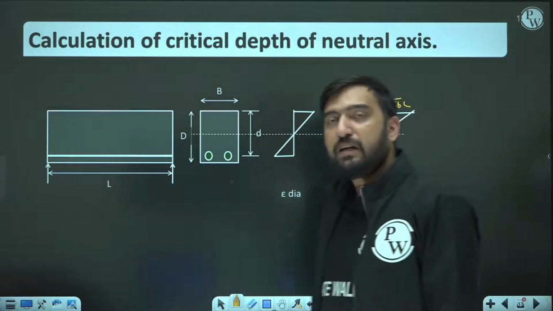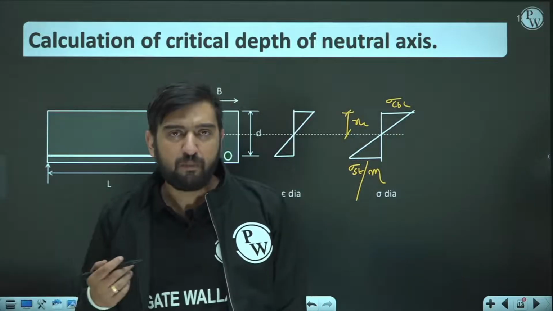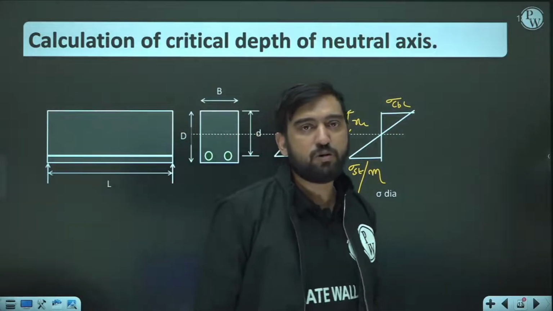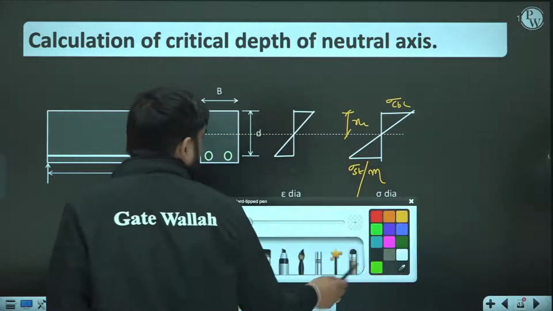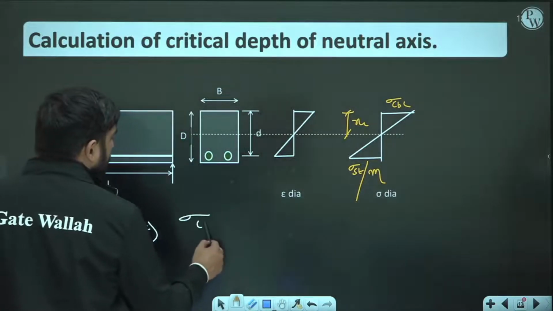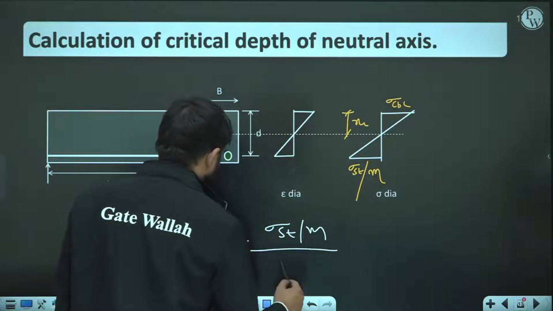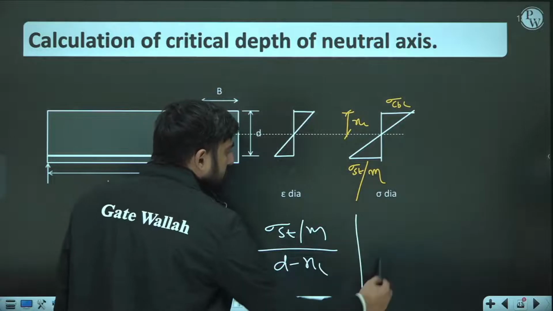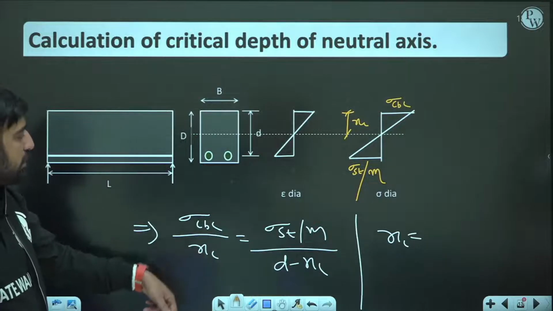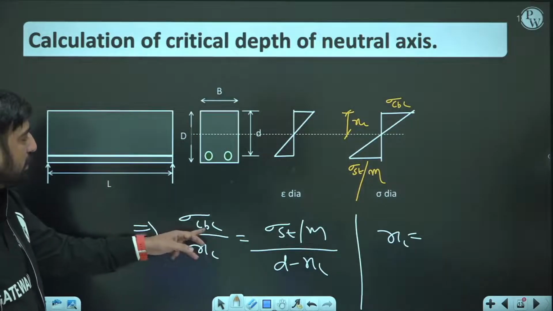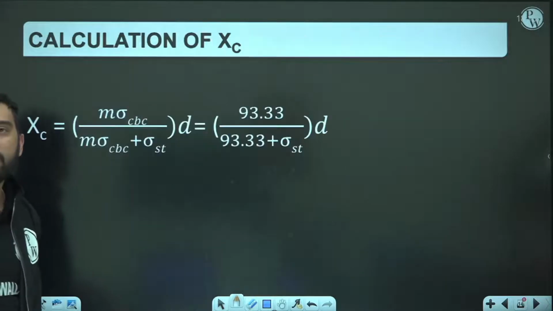I repeat, the critical depth of neutral axis is such a depth of neutral axis when the maximum permissible stresses in steel and concrete are going to reach together. After solving, sigma CBC upon XC is equal to sigma ST over M divided by D minus XC. After solving this, you would get the expression of XC. So what is XC? D over XC minus 1 is equal to sigma CBC divided by sigma ST over M, then add 1 here and take the reciprocal. So the final expression which you are going to get here is this one.